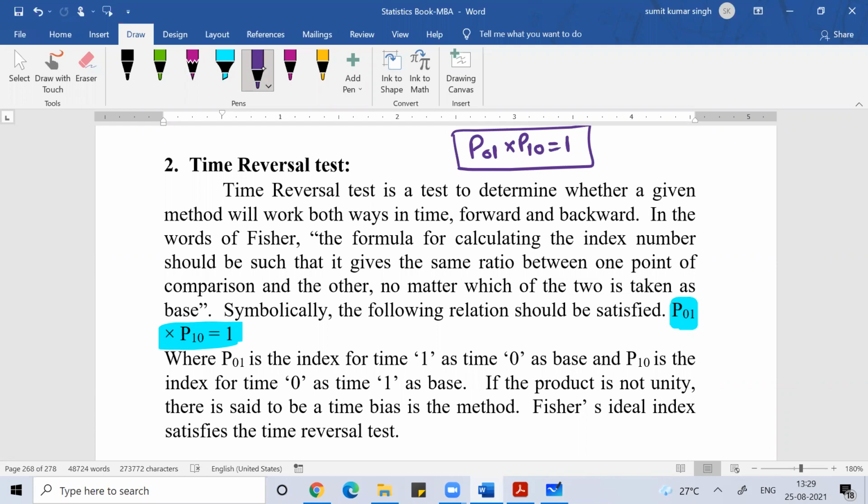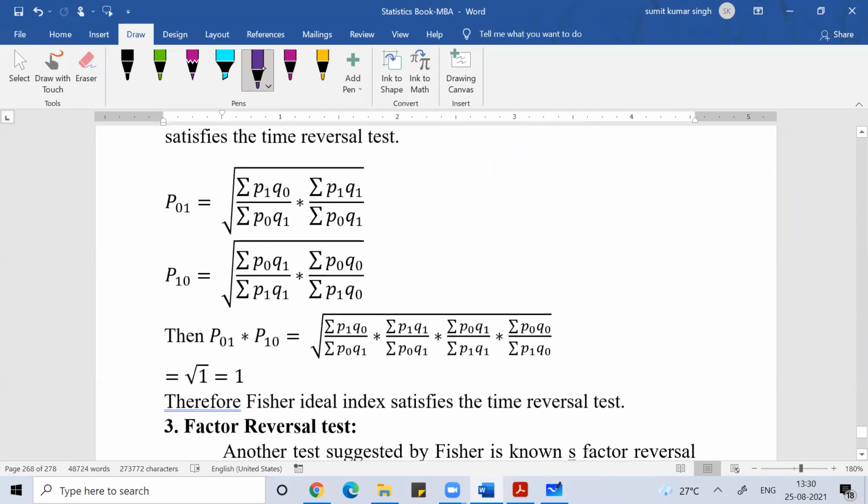So P01 means, are you getting it? The 0 here is the base year, and 1 is the current year. If we change the base year to the current year and the current year to the base year, the product of them should give the same ratio. This is the time reversal test.